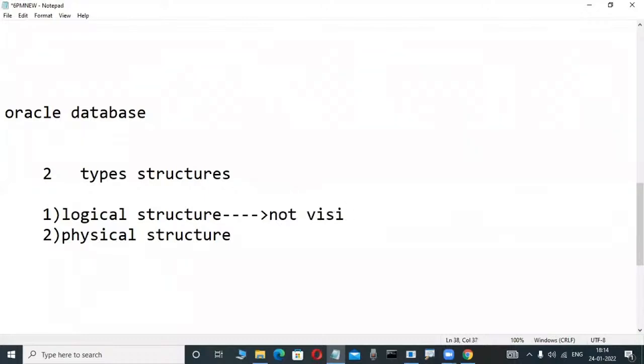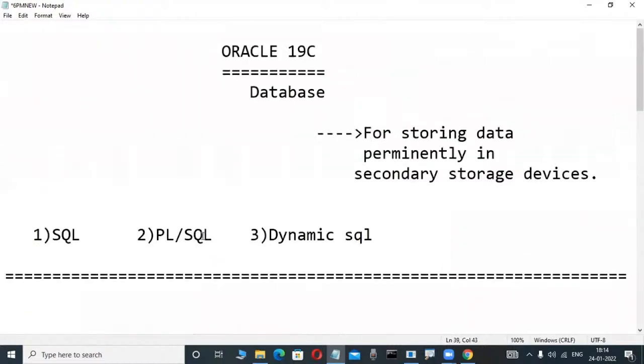in the operating system. A physical structure means that whenever we install Oracle, SQL Server, DB2, these software automatically create physical files, as I told you in previous classes. That's why a structure which is visible in the operating system is also called a physical structure. These are the things I told you in a previous class.